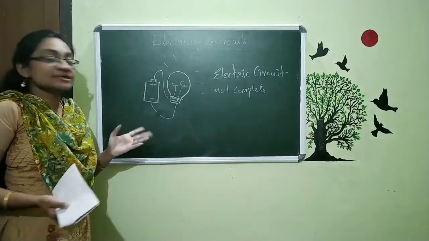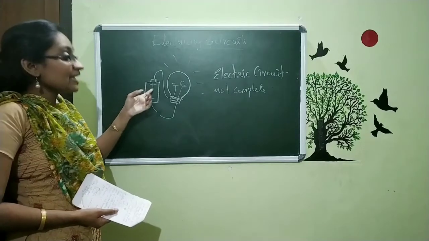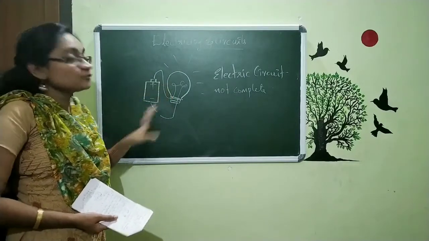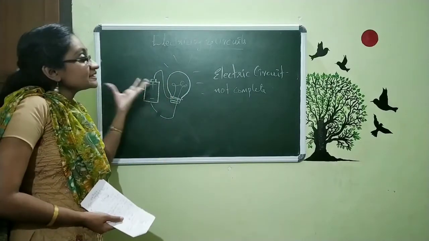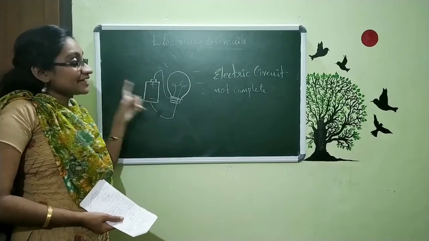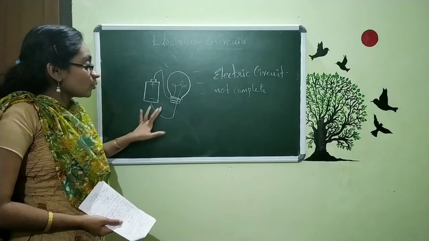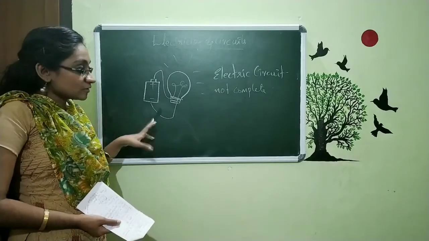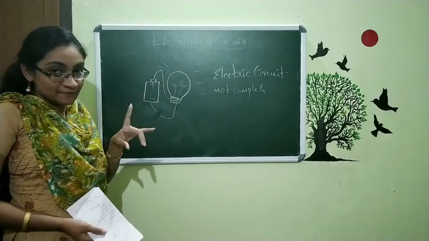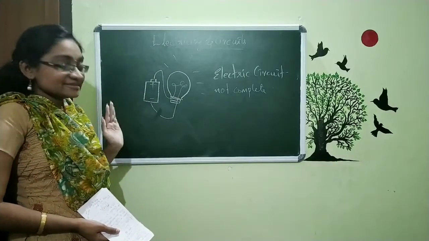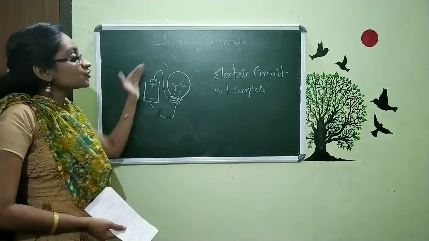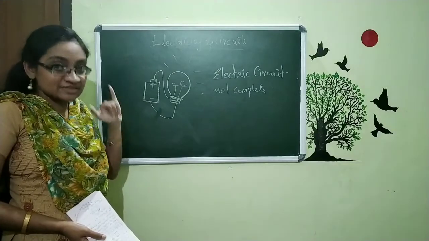So what is this electric circuit? Here we have one cell and a bulb and they are connected with wires. So I can call this one electric circuit. This is one example of an electric circuit. And here we have one break, so I can say the circuit is not complete. So electricity is not possible to flow through this electric circuit.